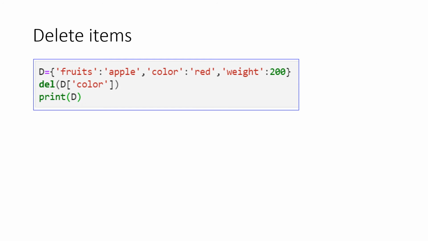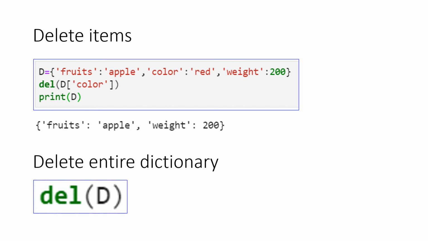Deleting items. You can either remove individual elements or clear the entire content of a dictionary. If you want to delete an item, then you can access that item using the key. And you can use the del method to delete that key value pair. You can see that here I have deleted the key called color with its value, and the resulting dictionary does not consist of this color red key value pair anymore. And if you want to delete the entire dictionary, you can use this command.